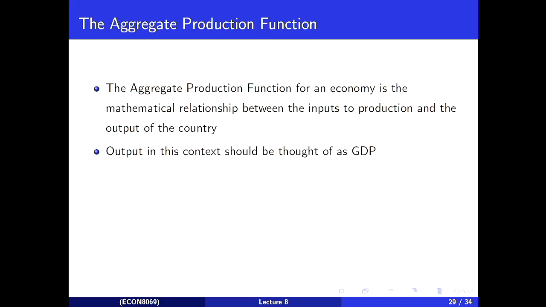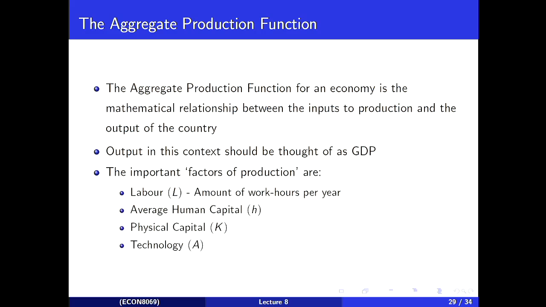So now we just have a bit of light mathematical modelling, nothing too strenuous. The aggregate production function for an economy is the relationship between the inputs to production and the outputs of the country. Output in our context here is going to be GDP. We don't have to, but it's GDP or it's income. As we talked about on Monday, production, income, expenditure are all the same. So we can think of output either as income for the country or as production.